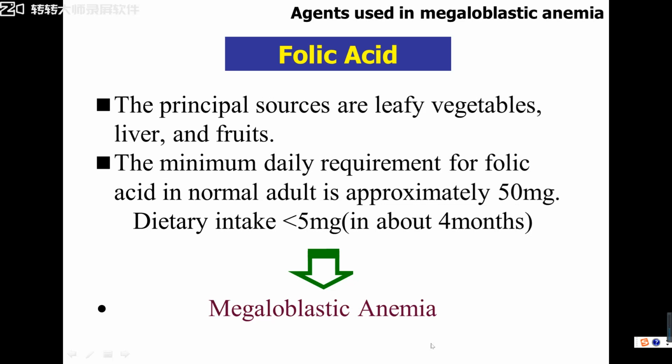So you should know the reason for myeloblastic anemia: insufficient intake of folic acid, because someone dislikes animal liver, animal kidney, or leaf vegetables. Which kind of patients? Such as children, such as elderly patients.